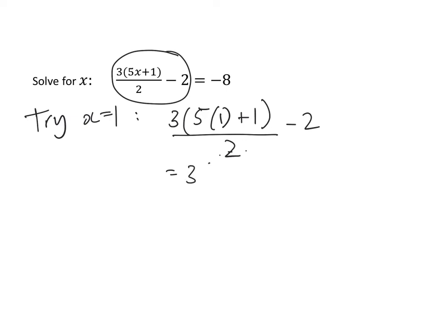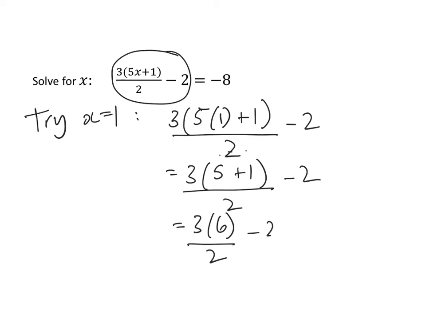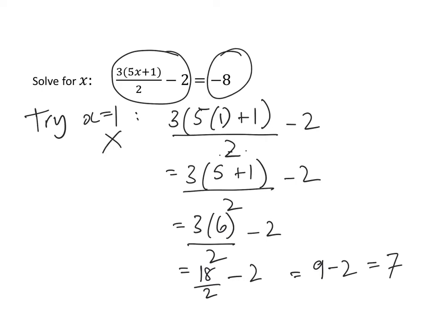Brackets first, so 3, and then within the brackets I've got a multiplication, so I better do that first. Now I had better do my brackets, so I've got 3 brackets 6, and what is this? 3 bracket 6 is the same as 3 times 6, which is 18 over 2 minus 2, and I've run out of space, but we'll just keep going. 18 over 2 is 18 divided by 2, which is 9 minus 2. So my answer is 7. So I know that 1 isn't going to be the correct answer, because what I want at the end of the day is to get -8.